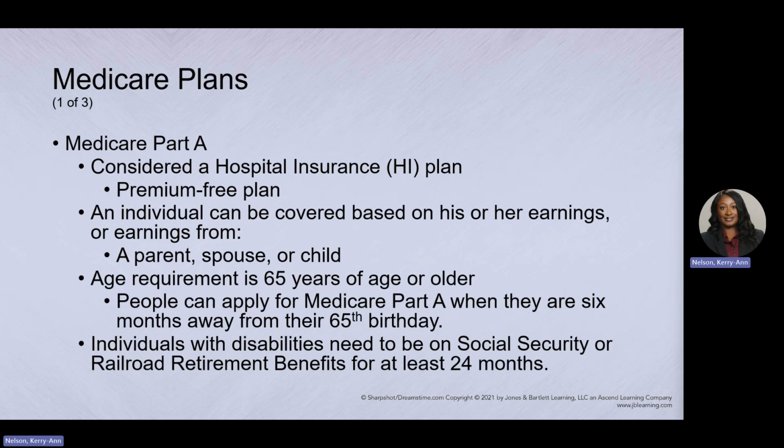Medicare Part A is considered a hospital insurance plan. It's a premium-free plan, so an individual can be covered based on his or her earnings, or earnings from a spouse, a parent, or a child. The age requirement is 65 years or older, but people can apply for Medicare Part A when they are 6 months away from their 65th birthday. Individuals with disabilities need to be on Social Security or railroad retirement benefits for at least 24 months.